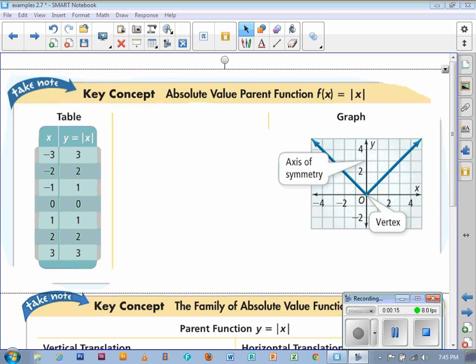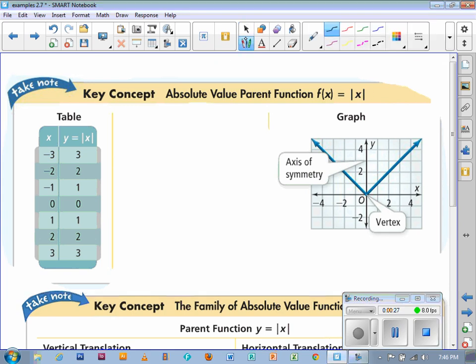This lesson is section 2.7 in Algebra 2A, and the topic of today's lesson is absolute value functions and graphs. Now, in front of your guided notes, you'll see the parent function that we'll be graphing. It's f of x equals the absolute value of x. That's the parent function of all the graphs that we create for this lesson.